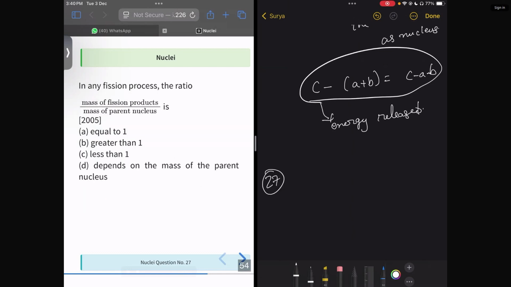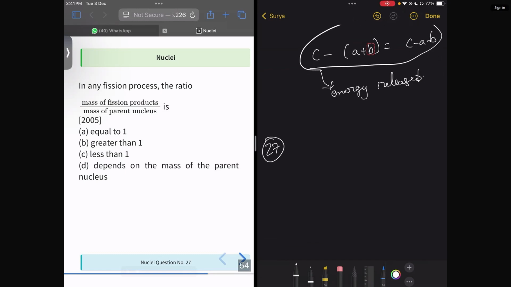Next question. In any fission process, what is the ratio of the mass of fission products to the mass of the parent nucleus? Fission means the nucleus is splitting and energy is released. The binding energy per nucleon for fission products is higher relative to the parent nucleus, so some mass is lost and obtained as kinetic energy. So the ratio will be less than 1. They ask whether it is less than 1, greater than 1, the same, or depends on the mass of the parent nucleus.